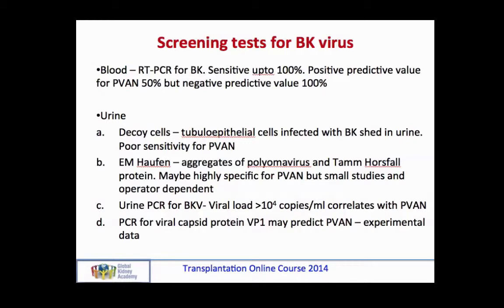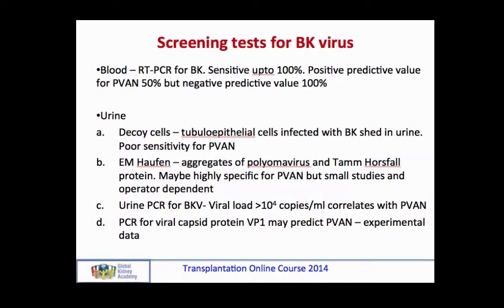You can also look in the urine, so you can just directly look at urine for decoy cells, and I'll show you some of those in a second, but they're basically tubular epithelial cells that have been infected with BK virus and shed into the urine, and their use is very operator dependent and may not be particularly sensitive for actual biopsy proven BK nephropathy. You can do EM and look for Haufen, which are aggregates of polyoma virus and Tamm-Horsfall protein, and these may be highly specific, but the number of studies that have been done have been quite small, and it's going to be extremely operator dependent.